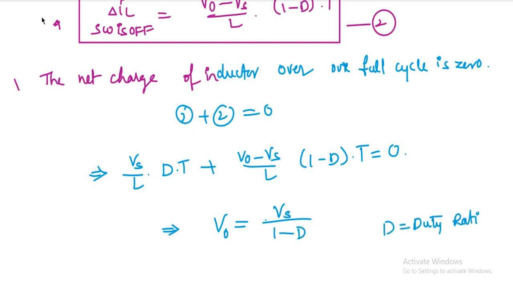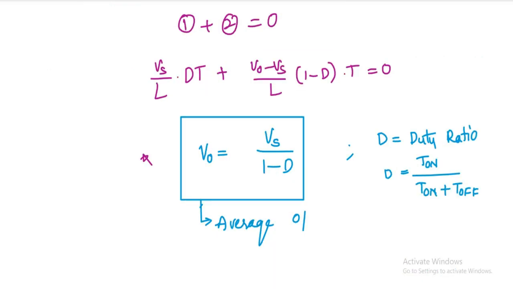This duty ratio can be varied by changing the T on and T off values of the time period. So this is the expression for the average output voltage of a boost converter, or step up chopper. Let us do a few problems so that you can understand it clearly.